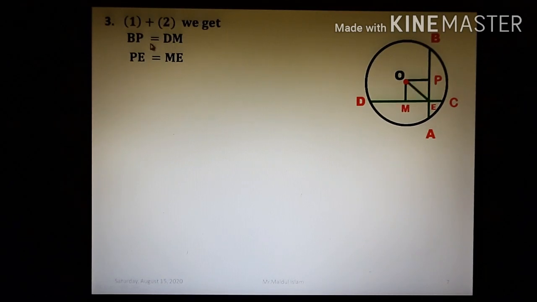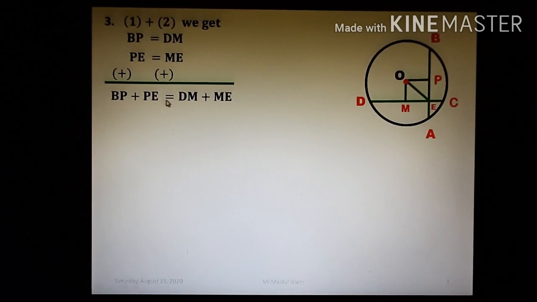And again, PE is equal to ME, and this one is from step number 2. As we are adding, therefore I have given a plus sign. Now BP and PE is equal to what? BP plus PE is equal to DM plus ME. So my dear, up to this, do you have any problem?